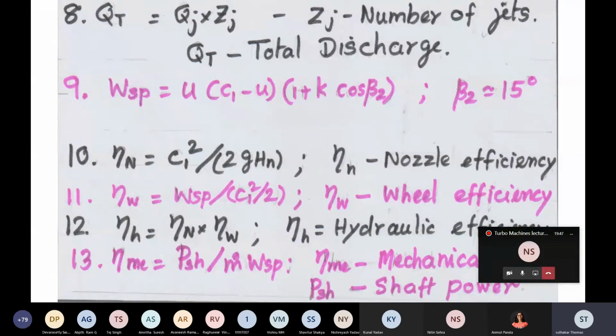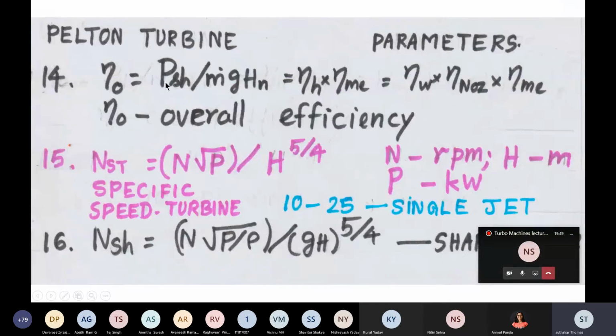Then you will have an overall efficiency, that is P shaft, the shaft power, divided by m dot into g Hnet. So totally, overall efficiency is equal to eta H into eta mechanical. So finally it is the wheel efficiency multiplied by the nozzle efficiency multiplied by the mechanical efficiency. Now these Pelton turbines, the overall efficiencies could be very high, maybe 93-95%. They are very, very efficient.